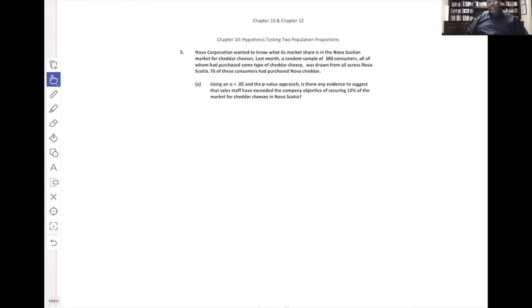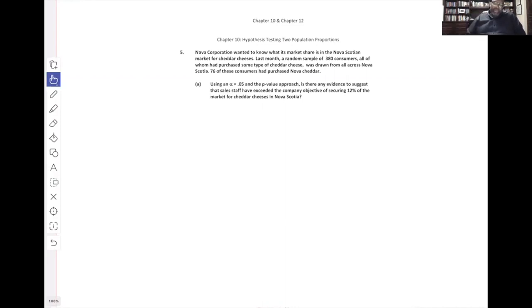Now, the question is, is this a two-population problem or a one-population problem? Sometimes in these questions, we'll give you multiple parts, and one part could be a single-sample problem, and the other parts could be two-sample problems. So it's very important that you're able to read and identify whether you're dealing with a two-sample problem or a single-sample problem. In this case, we just have a single sample because we took 380 consumers and found 76 of them had purchased Nova Cheddar.